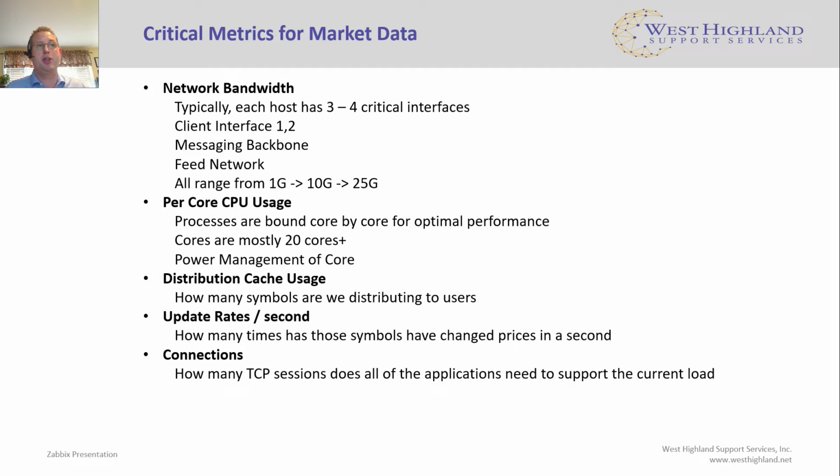Per processor CPU usage. All of our processes are bound core by core for optimal performance. So you're talking about boxes that have 20 plus cores. Power management of those cores is very important. Then we go into things like distribution cache, update rates, and even the number of TCP sessions. All these combine, and we can see this all very easily right through Zabbix.